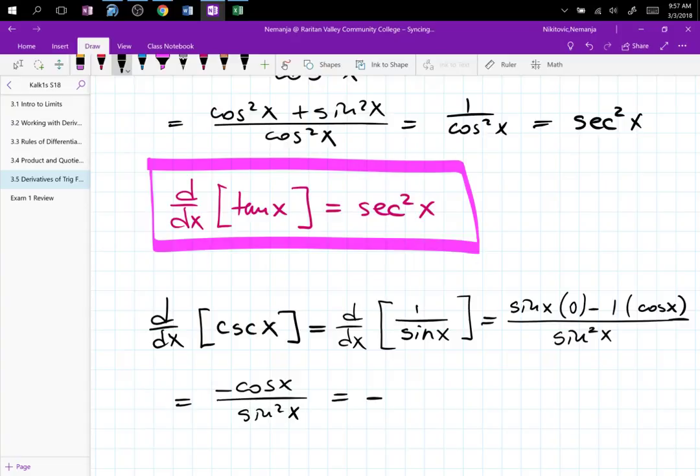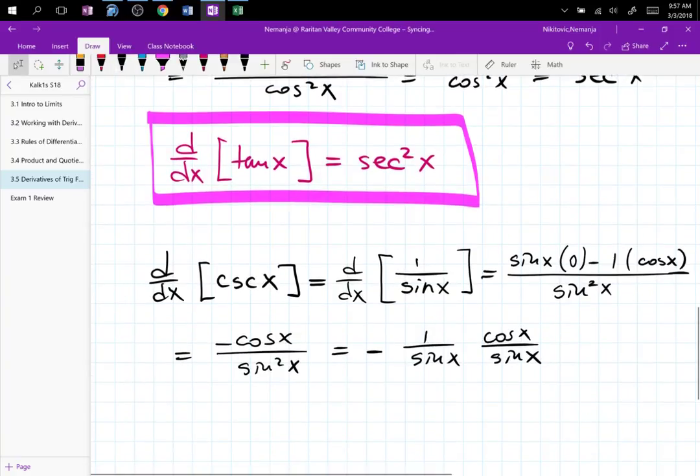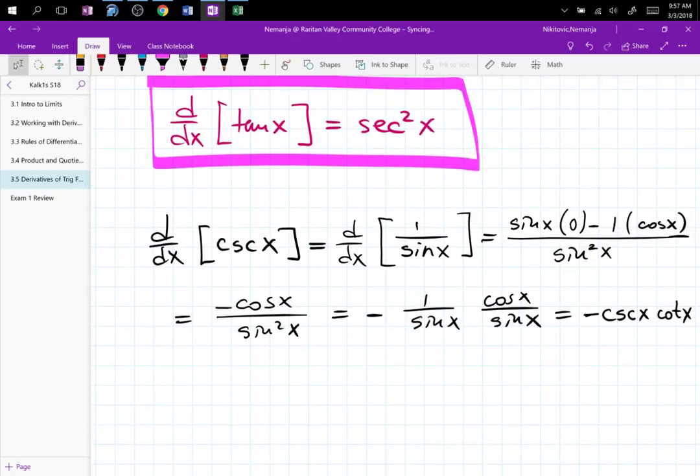Now that can be broken down into negative 1 over sine x and then cosine x over sine x. So what do we have? What is 1 over sine x? Very good. And what is the cosine over sine? Excellent. There it is.